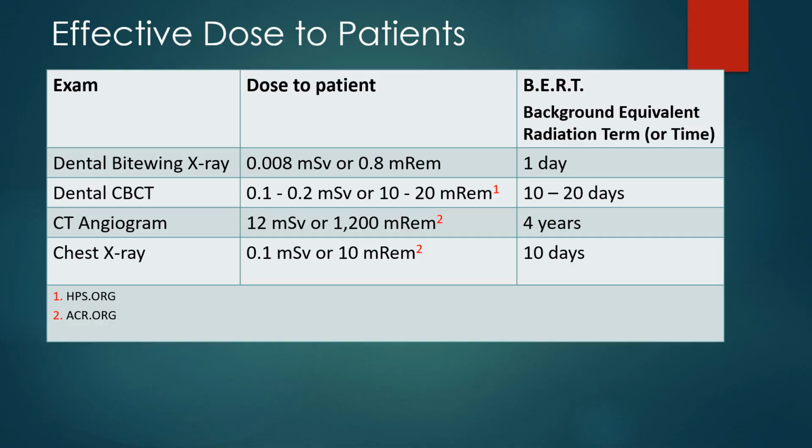When relating radiation dose to the patient, comparing the dose with a known quantity such as natural background radiation is often helpful to allay fears and gain perspective. The term BERT stands for Background Equivalent Radiation Term and is now becoming more common in the literature when comparing radiation doses. A CT angiogram may result in a dose to the patient of 12 millisieverts. This is equivalent to 4 years of natural background radiation. In comparison, a chest X-ray is only 1/10 of a millisievert or 10 millirem, which is equivalent to only 10 days of natural background radiation.